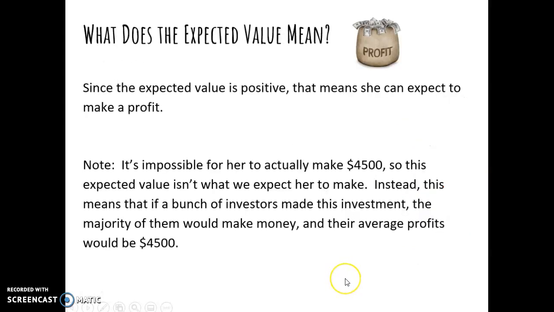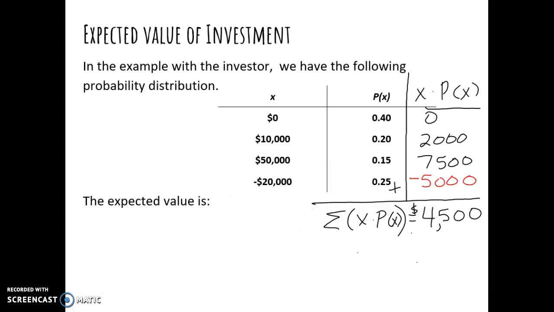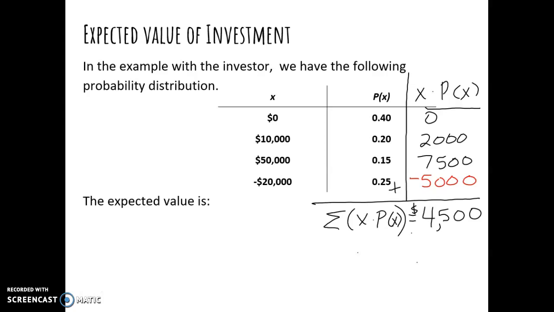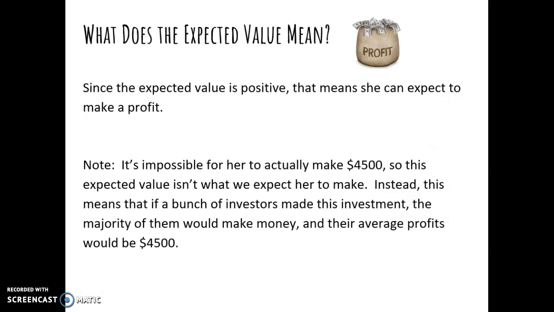So what did we just find? Since the expected value is positive, so look, it was a positive number, that means she can expect to make profit. So basically what we found is if we made this investment, the same investment, over and over and over again, a large number of times, the average result would be a profit of $4,500.